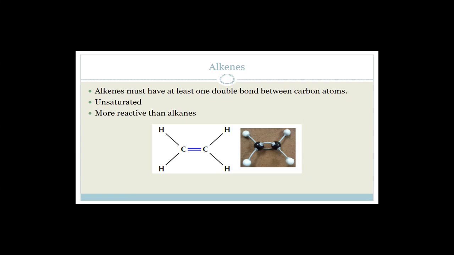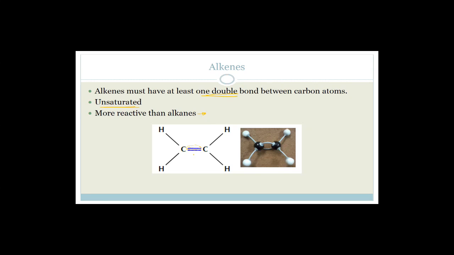Right, alkenes. Alkenes must have at least one double bond, and they are unsaturated, okay, because of the fact that they have a double bond, and therefore they are more reactive than alkanes. Let me explain something to you. The way the alkenes work is, this second arm, whichever is the second arm, of the carbon is weaker. Okay, so it takes less energy to break this one.